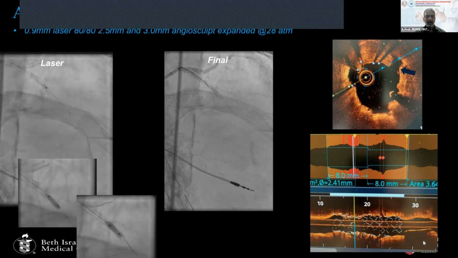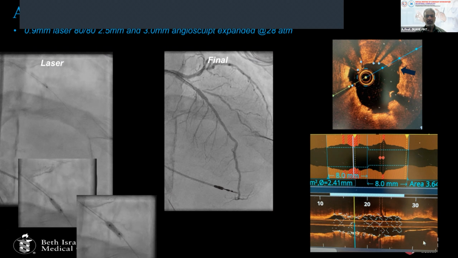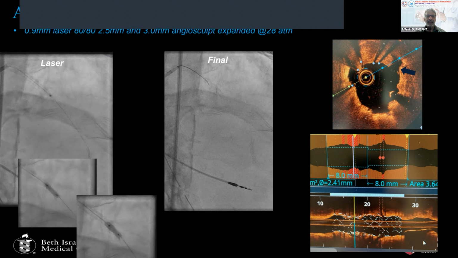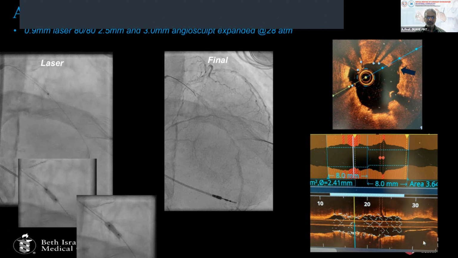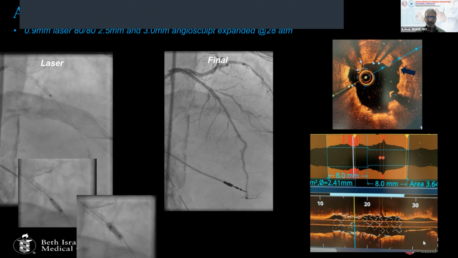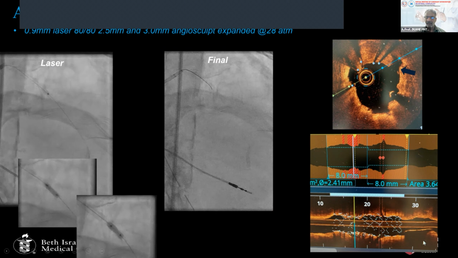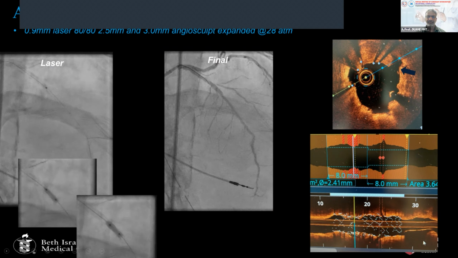So this time, laser was performed, followed by 2.5 and 3 millimeter AngioSculpt balloon with adequate expansion as confirmed on OCT, you can see here.